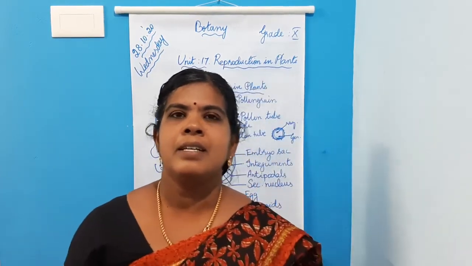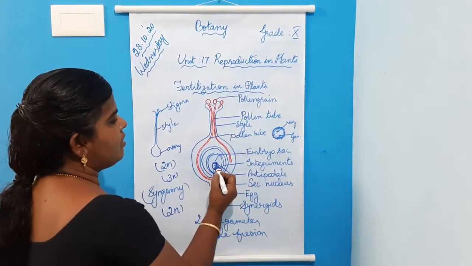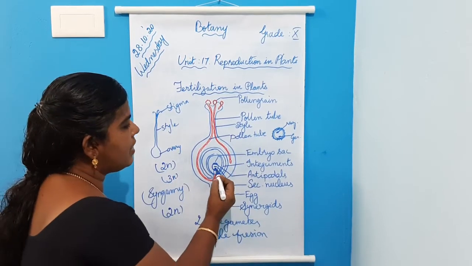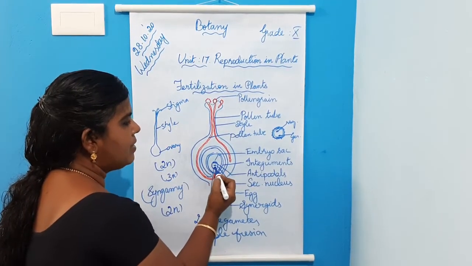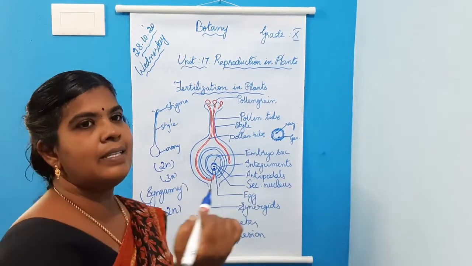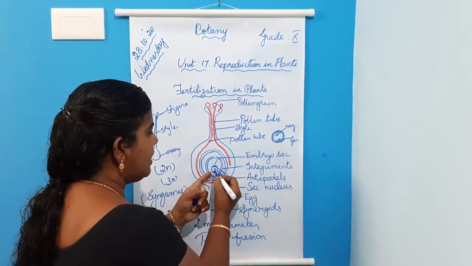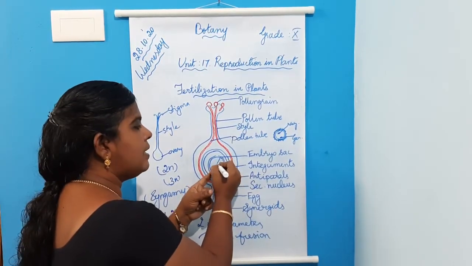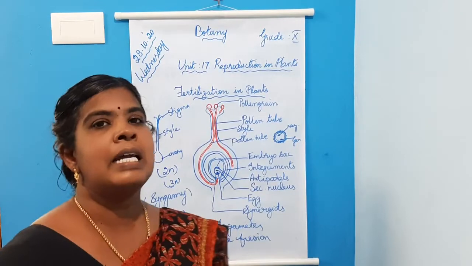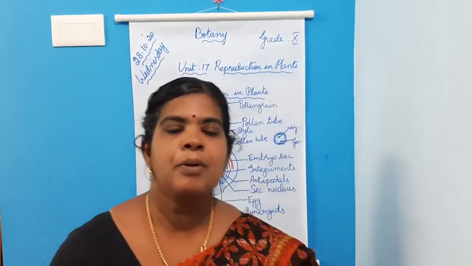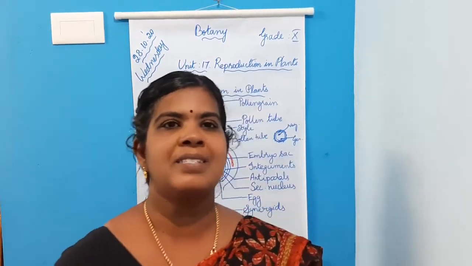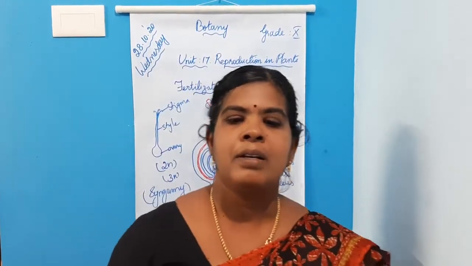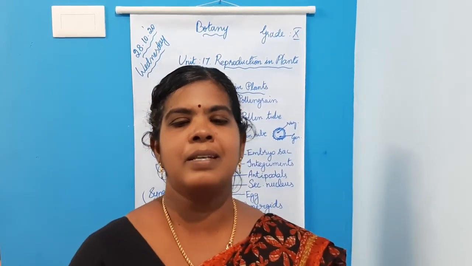Now, later the synergids. The synergids are the cells nearer to the micropylar end, and at the sides of the egg there are two cells. These are synergids. The cells opposite to the micropylar end, at the chalazal end, are the three antipodals. These cells disappear. What is the function of endosperm? Endosperm provides food to the developing embryo. Later, synergids and antipodals degenerate.